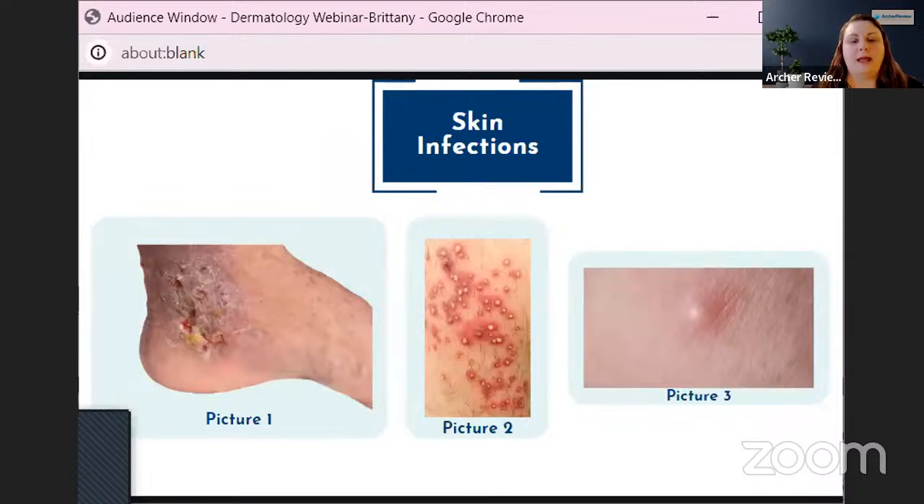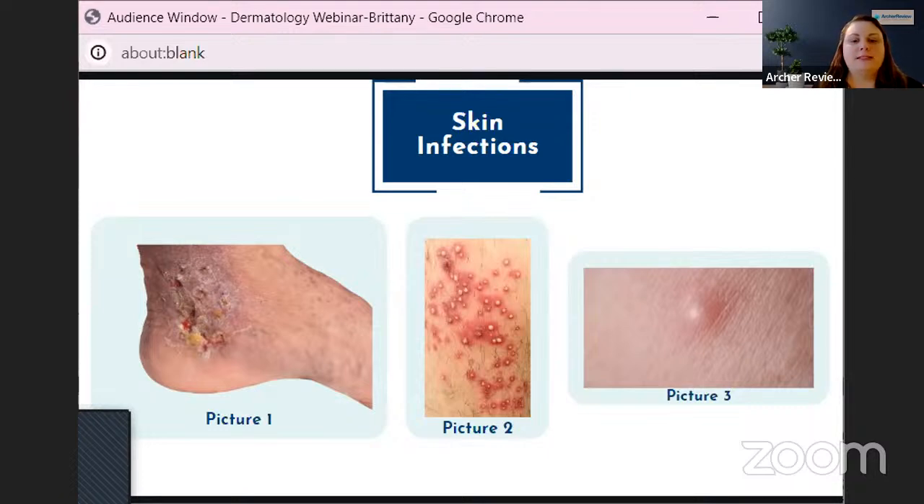All right, so we're now moving on to skin infections. Who wants to tell me that first picture? Anybody have a good guess on what picture one might be? Give y'all a minute to look at that. Okay, so that one's going to be cellulitis.